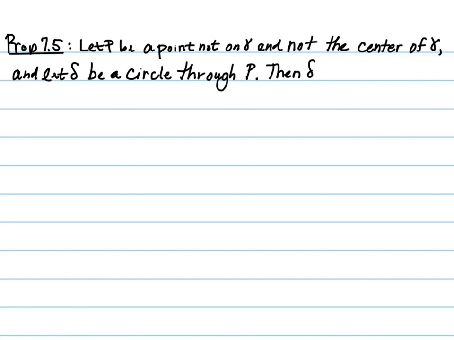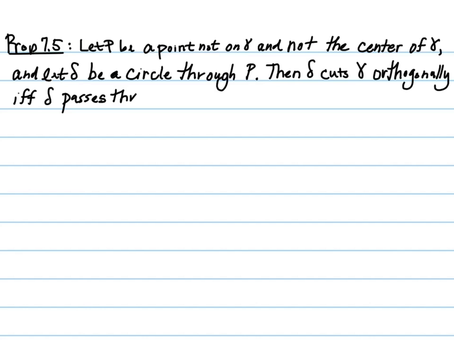Then delta cuts gamma orthogonally if and only if delta passes through the inverse P prime of P with respect to gamma.